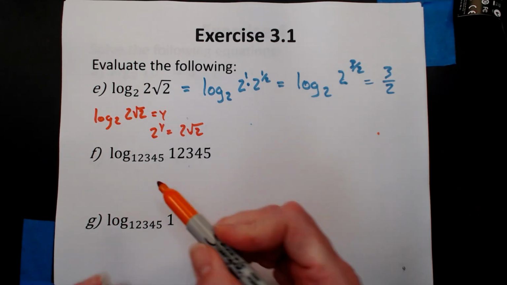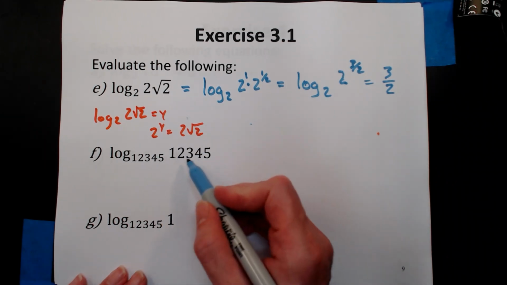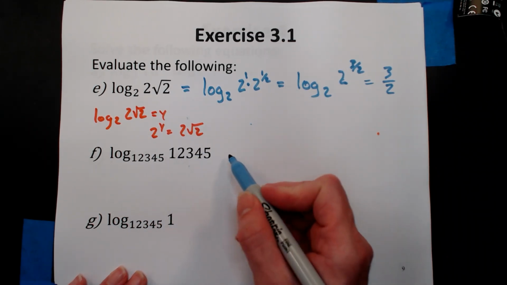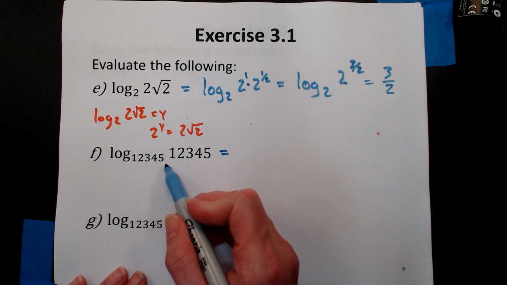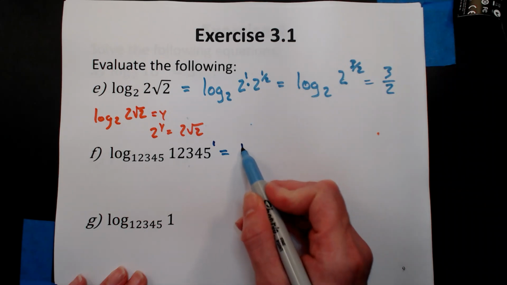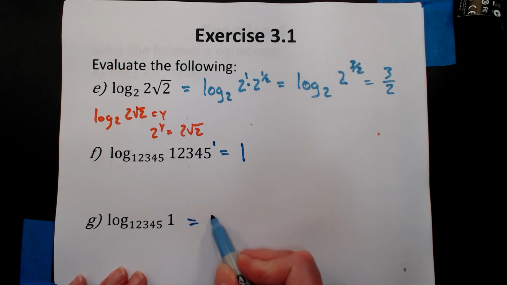And here we have log base 12345 of 12345. Well, that's just going to be, what did I raise 12345 to get 12345 to the first power? I raised it to the first power. And for any base, the log of 1 is just going to be 0.